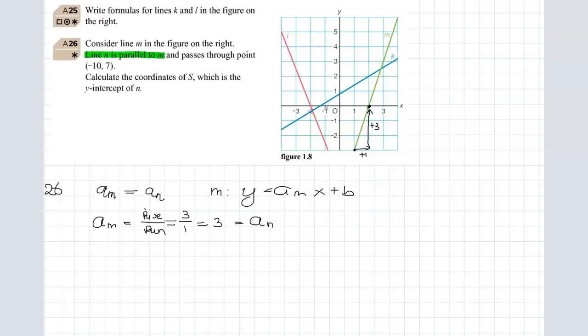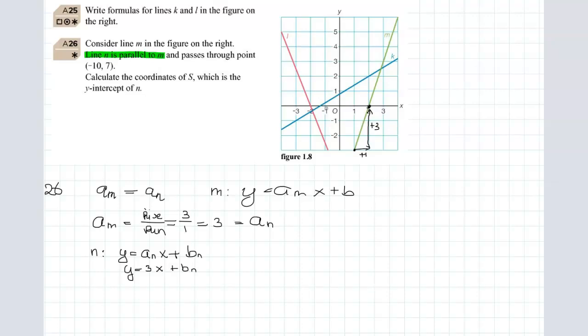Now N will have a formula that says y is equal to gradient times x plus the b of line N. And we already know that in the place of the gradient we can write down the 3, so I get 3x plus bN, and that will be the formula for line N.